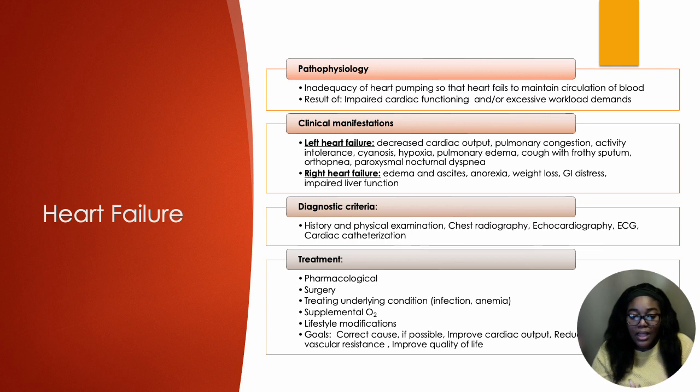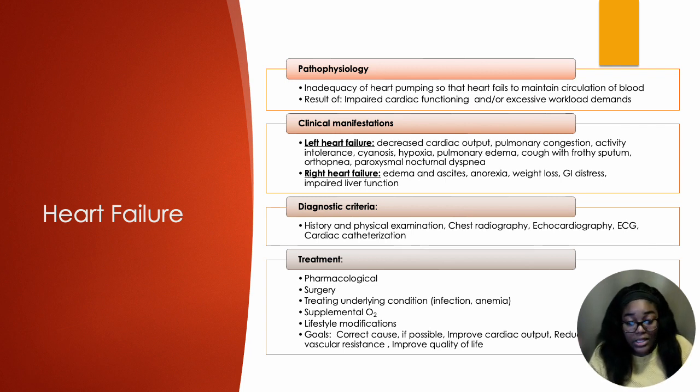So the best way to think about right-sided heart failure is peripheral dysfunction. So you have the edema and the ascites, edema that's affecting the periphery. So again, when you look at left-sided heart failure, that's with the lungs. Right-sided heart failure is more so with your peripheral issues. And if you look at the signs and symptoms, they are very similar with that.